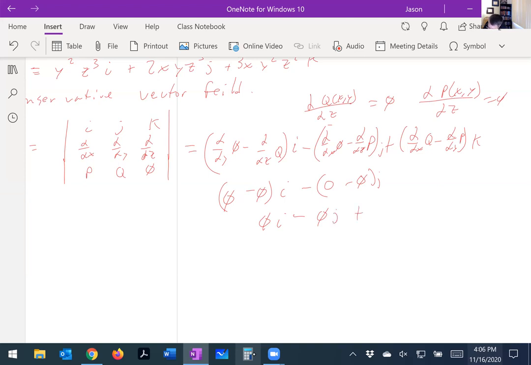Plus dq/dx minus dp/dy. Interesting. Isn't q 2xy z cubed? No, this is an aside. Oh, okay.